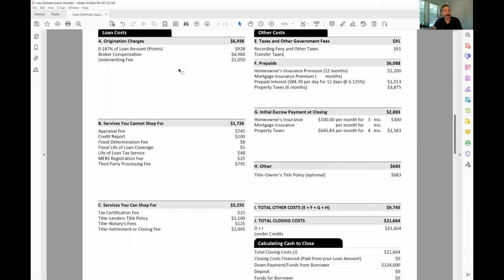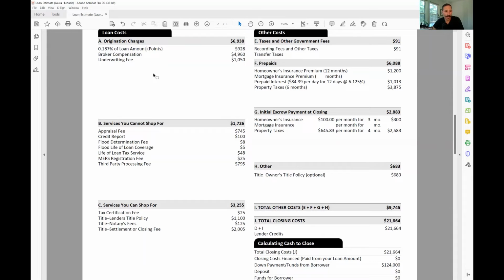So section A, again, zero tolerance. Total of all fees, $6,938. It's all of these fees here combined. I chose this loan estimate for this presentation because it'll give you an idea of how to read the different origination fees that are going to be included in the loan estimate. So 0.187 of the loan amount. So this is discount. What discount is, that's what you pay to reduce your interest rate. So the cost for this was 0.187% points for $928. Broker compensation. So if I'm charging anything, how I get paid, that too is broken down in section A.